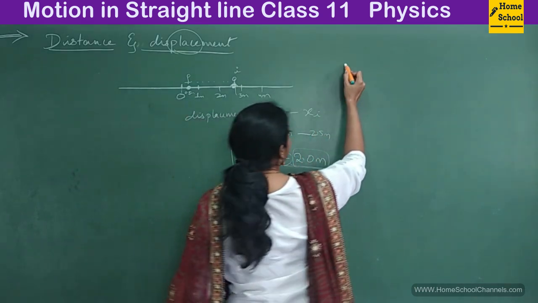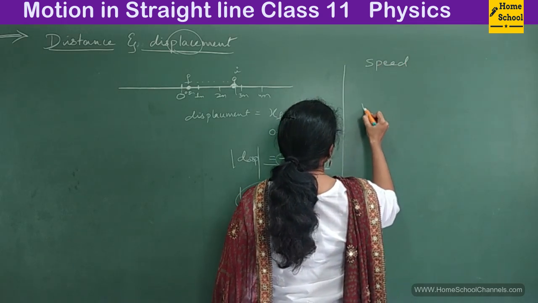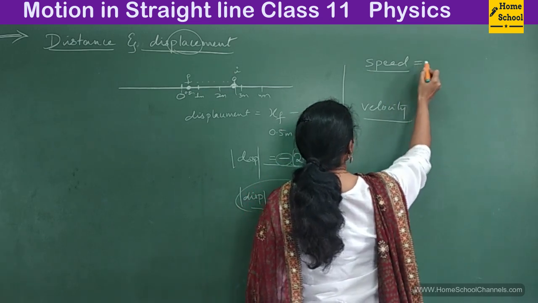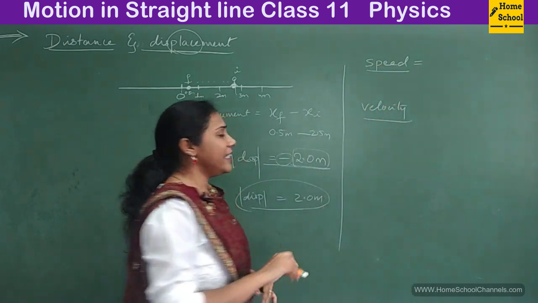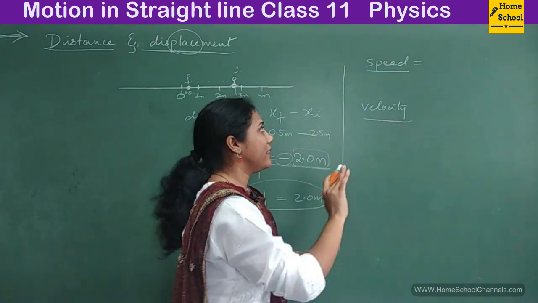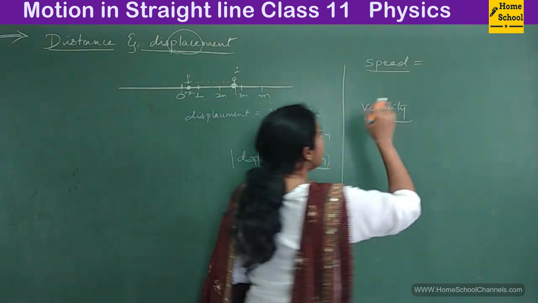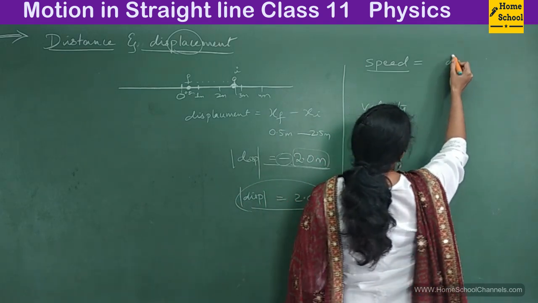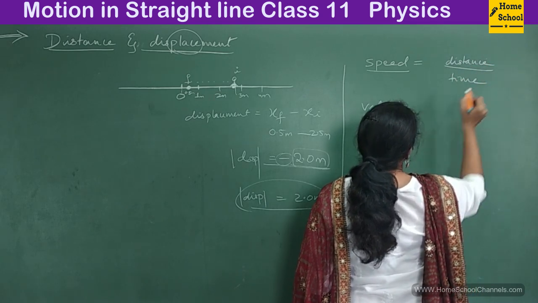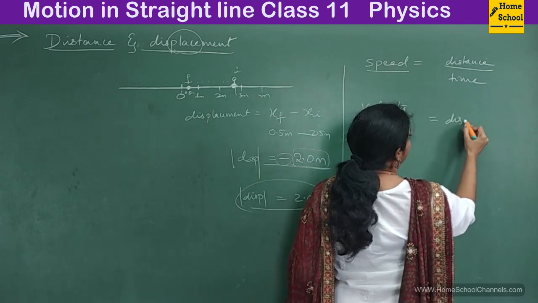And now I will go for speed and velocity. Actually we discuss average speed and average velocity. I'll tell you what the difference is between average speed and speed, just a normal speed or uniform speed. Usually speed is nothing but distance by time. Velocity is nothing but displacement by time.